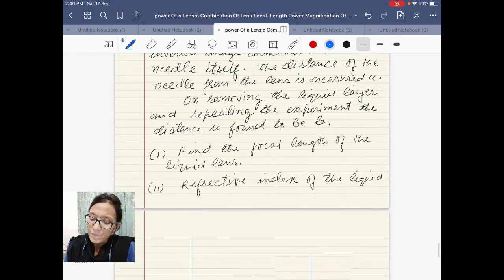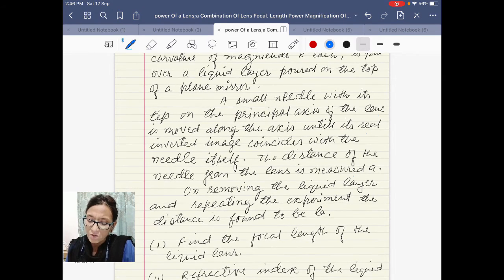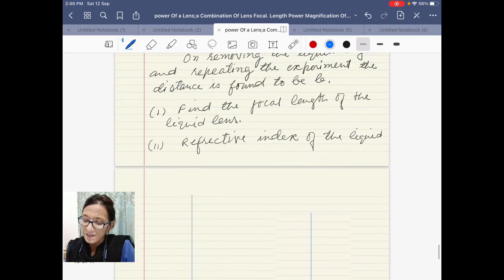So now the question is: the lens is put over a liquid layer poured on the top of a plane mirror. A small needle with its tip on the principal axis of the lens is moved along the axis until its real inverted image coincides with the needle itself. The distance of the needle from the lens is measured, A.